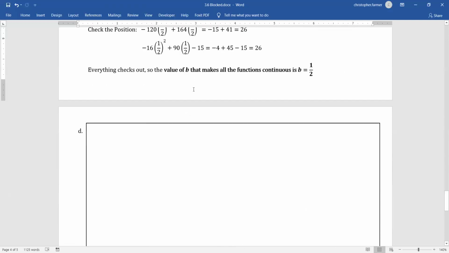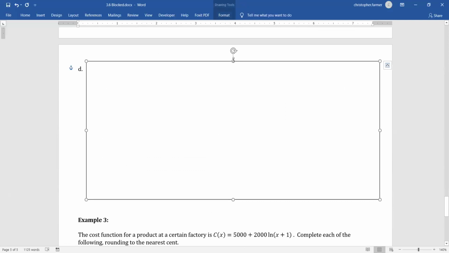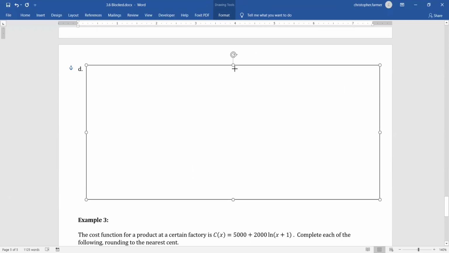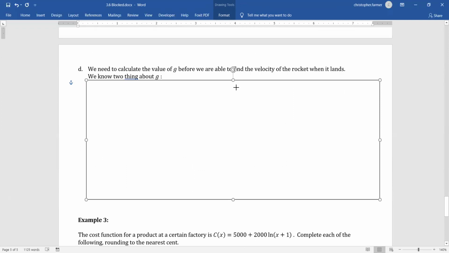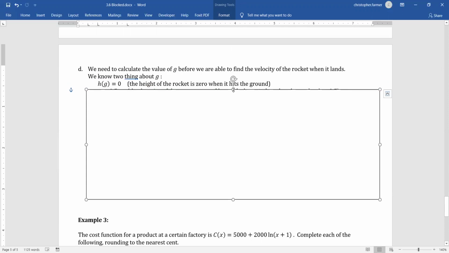Okay, so the last thing that we were asked to do is figure out, not when, but what the velocity is when it hits the ground. In order to do that, we have to start by figuring out when it hits the ground. Right? We need to find the value of g so that we can plug that into our velocity function and come up with the speed it's moving when it hits the ground.